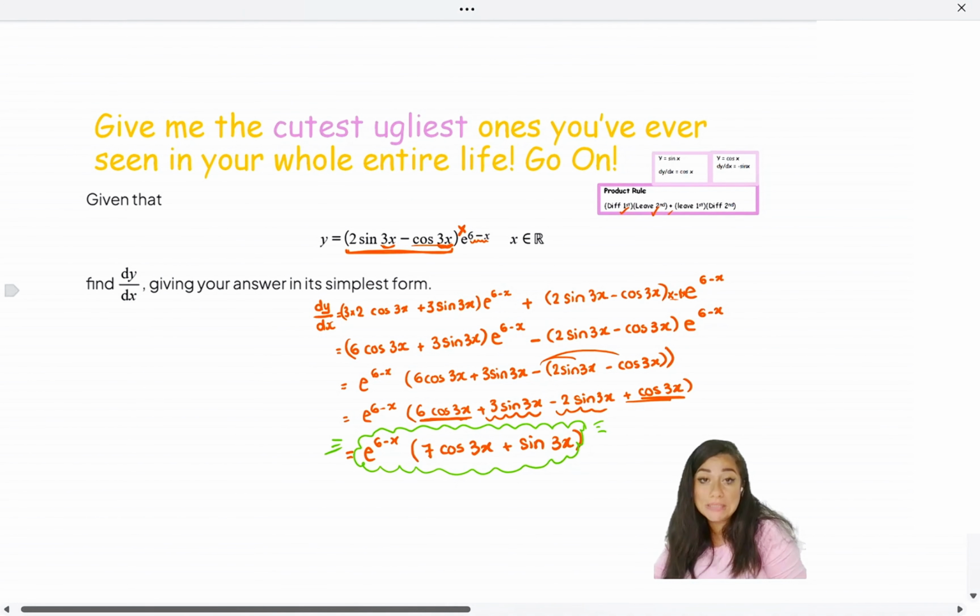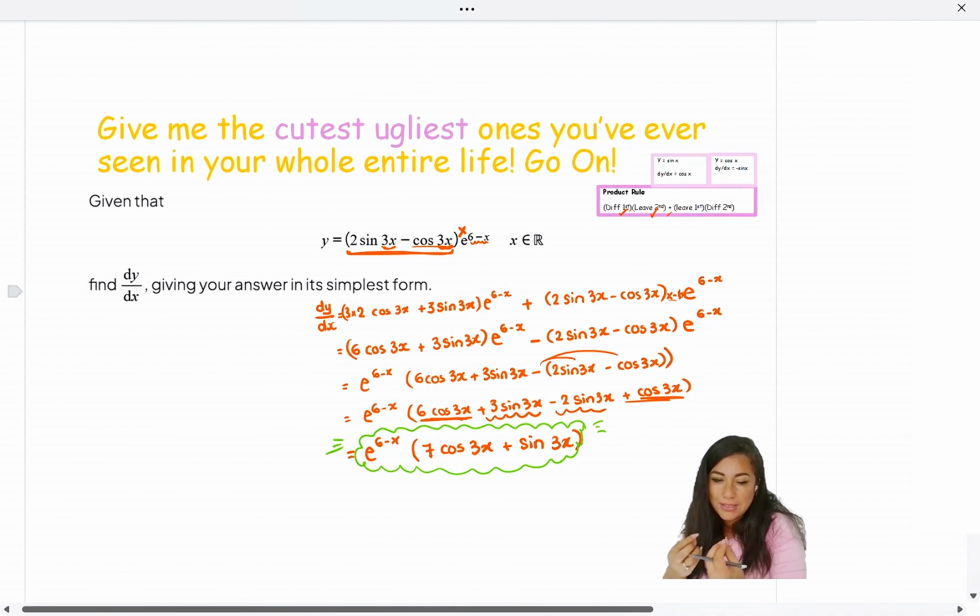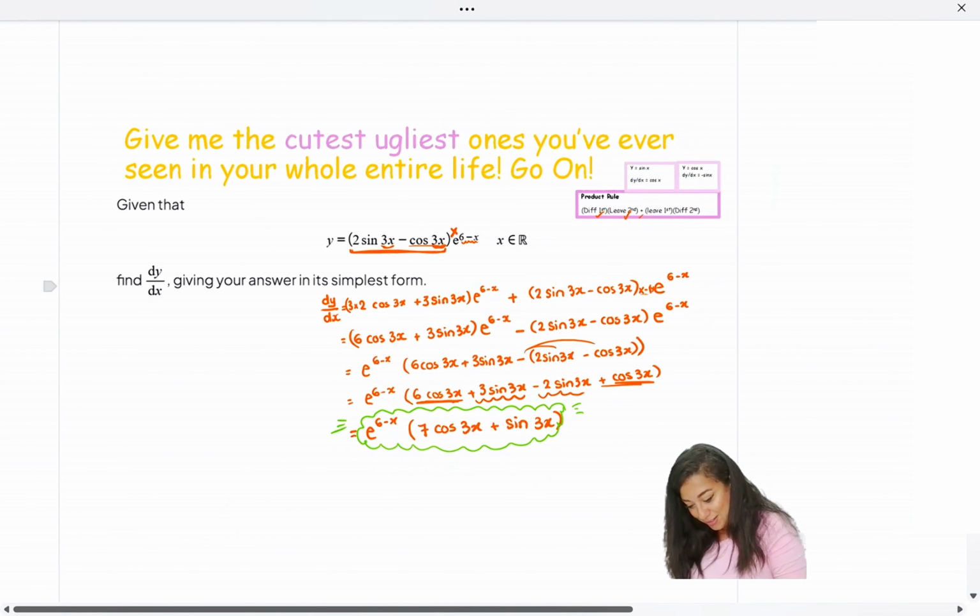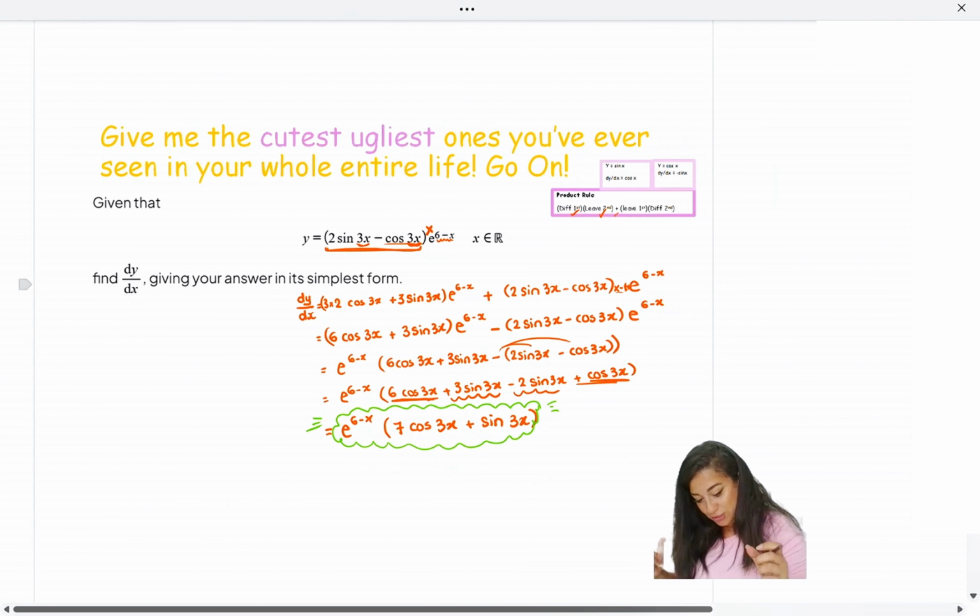I called it the cutest ugly, to make ugly not sound too ugly, question, so you kind of see the beauty of it because it's absolutely beautiful. Look at that. Look at the piece of work. Screenshot.